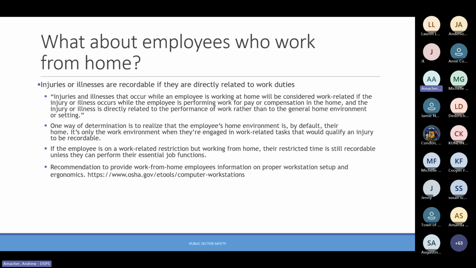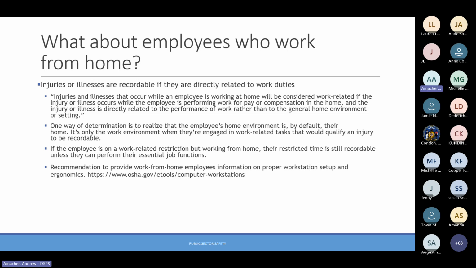All right, another hot topic since COVID. What about employees who work from home? So the skinny of this is when you have an injury that happens while working at home. A lot of this information came from a publication that OSHA put out, and our adopted standards mirror their requirements. Injuries or illnesses are recordable if they're directly related to work duties. Injuries and illnesses that occur while an employee is working at home will be considered work-related if the injury or illness occurs while the employee is performing work for pay or compensation in the home, and the injury or illness is directly related to the performance of the work rather than a general home environment setting.